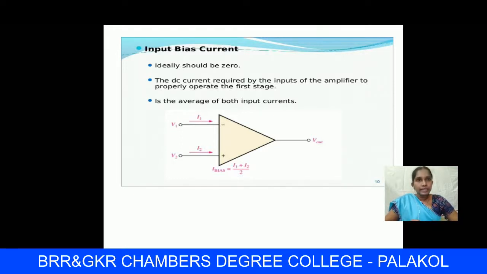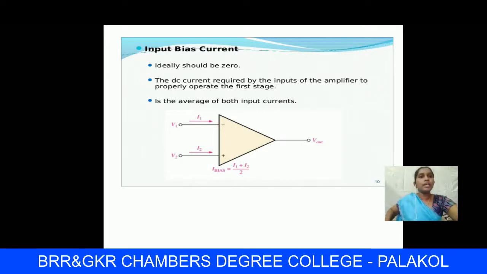The DC current required by the inputs of an amplifier to properly operate the first stage. That means the amount of current required to operate an operational amplifier is called the input bias current. That means we have to drive the operational amplifier: whatever input we apply drives the current, and that current drives the output. So that current is called the input bias current.